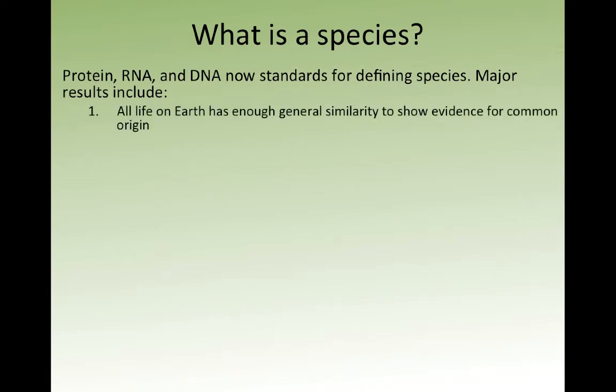Probably the first one, and one of the most interesting ones, is that all life on Earth has enough general similarity to show evidence of common origin, right? The general same building blocks are used among all organisms in terms of RNA, DNA, and proteins, that we think that everything basically came from the same place.